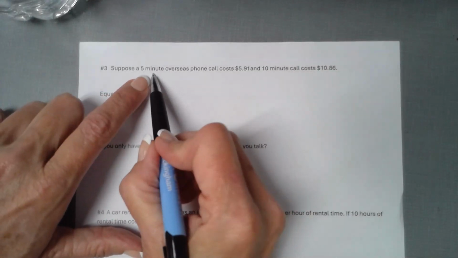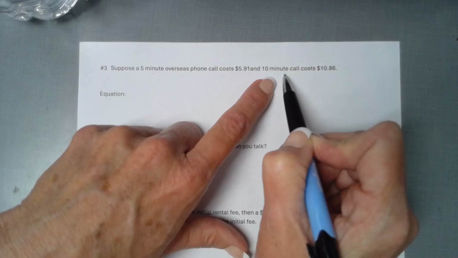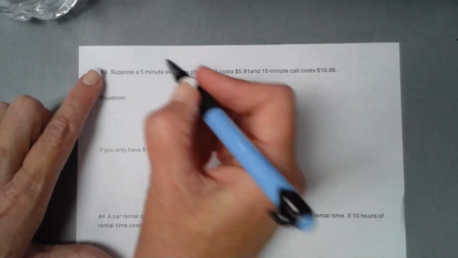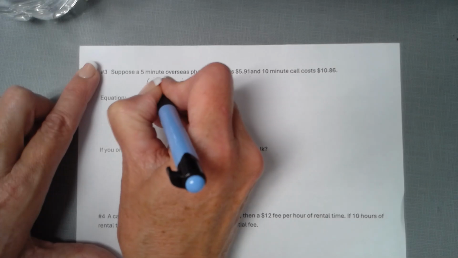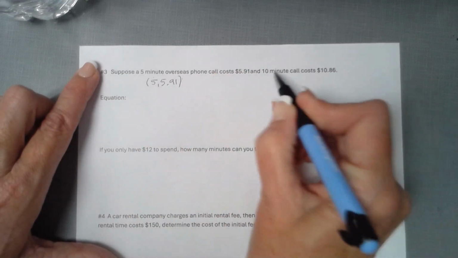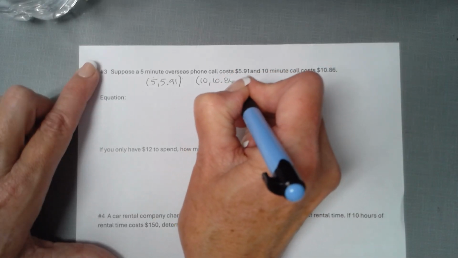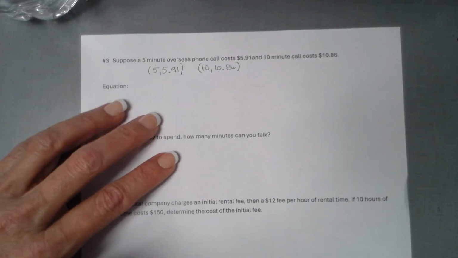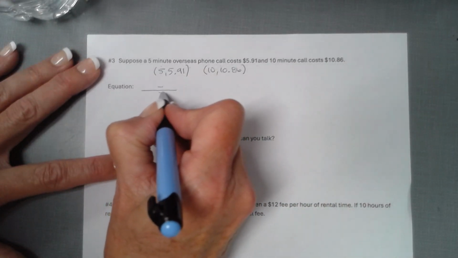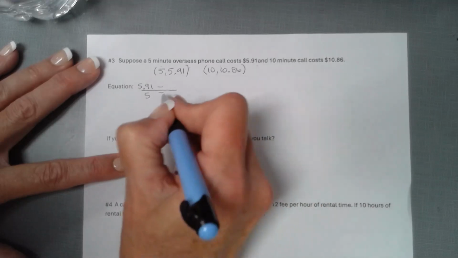So suppose a 5-minute overseas phone call costs $5.91 and a 10-minute call costs $10.85. Y'all, these are two ordered pairs. Your X is going to be minutes and your Y is going to be the cost for that. So there's one ordered pair, and then the 10-minute call is $10.86. So now, in order to write our point slope form, we need the slope. So let's find the slope. Down, up, down, up.